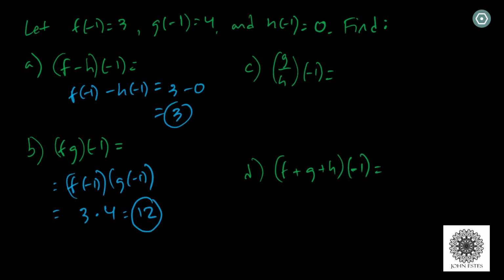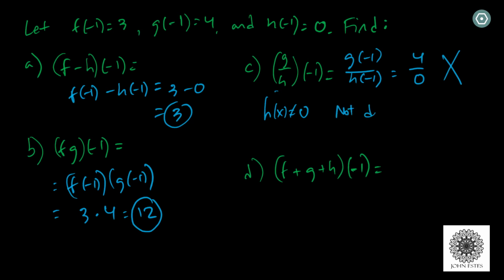Okay, for part C here, we have g over h of -1. And so that simply has to be g of -1 divided by h of -1. But this is going to be a problem, right? Because this is 4 divided by 0, and that does not exist. Okay, so here we get a domain error, because remember, when you divide, I know that h of x can't be 0. So in other words, -1 was never something I could plug in anyway into this new function. So here I have no solution. You could say not defined.